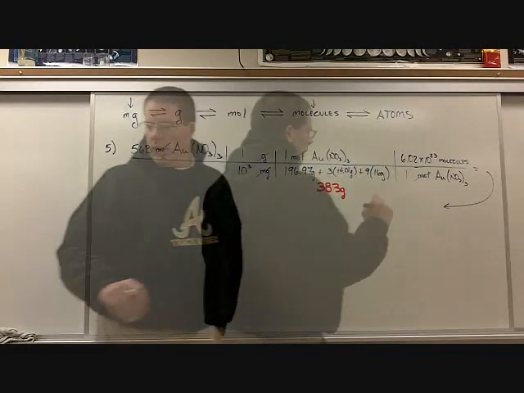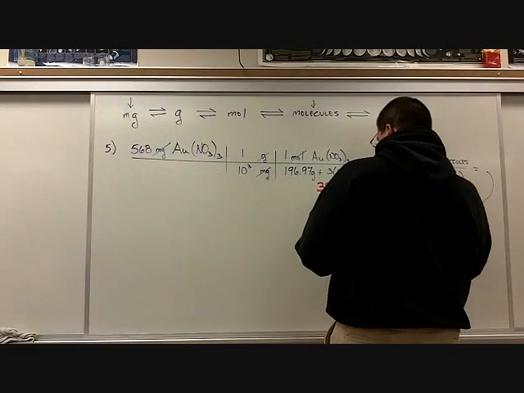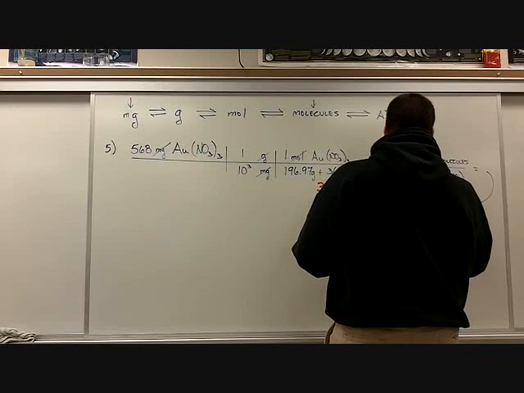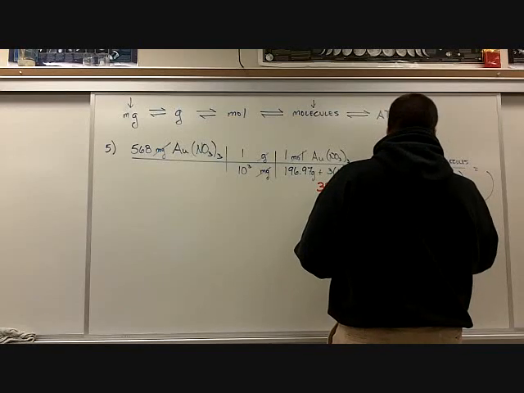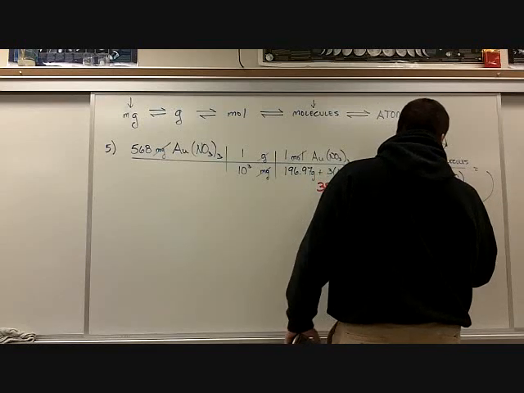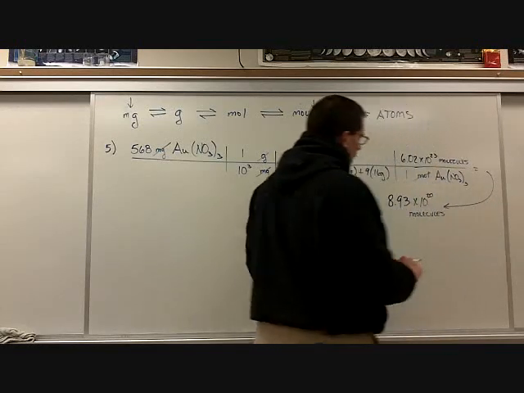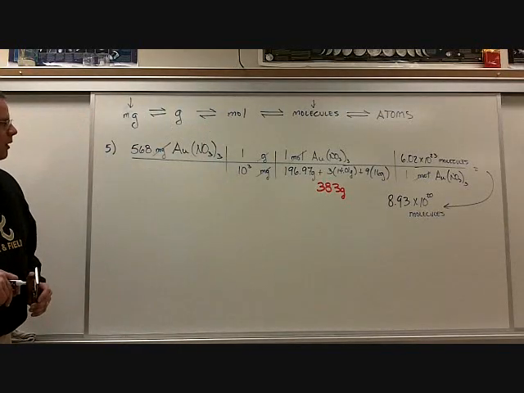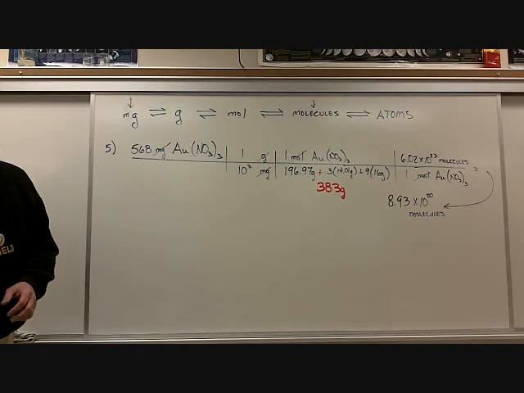Let's type this in, see what we get. Calculator says 8.9293 times 10 to the 20. And that again is molecules. Okay. So hopefully everything's been typed in there correctly. That's question number 5.